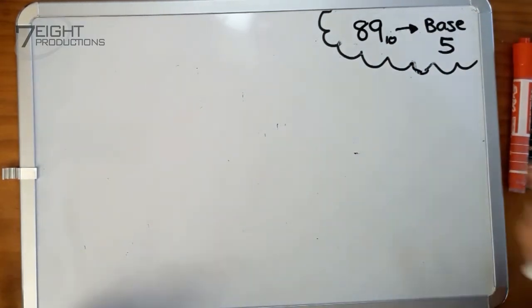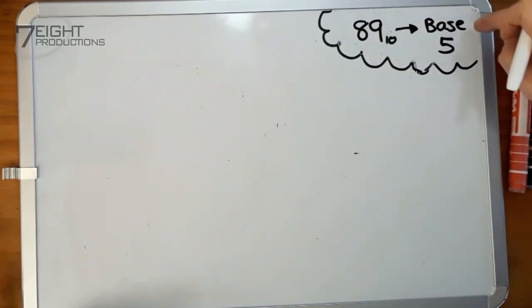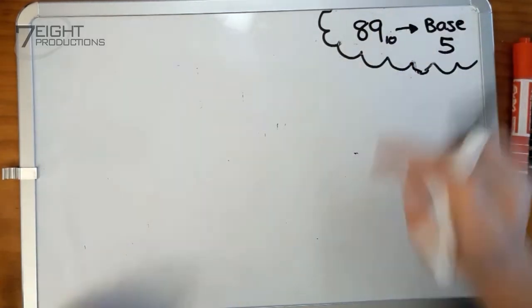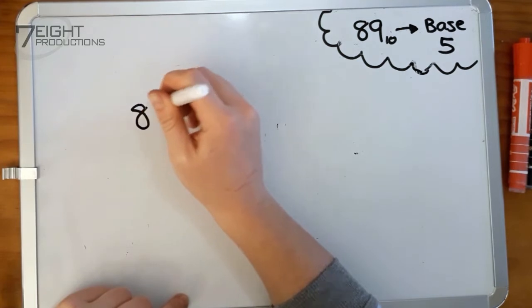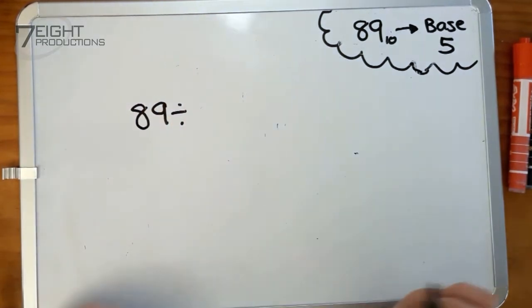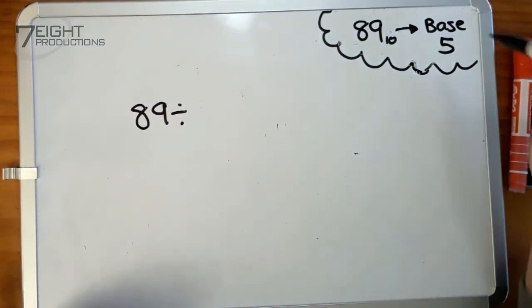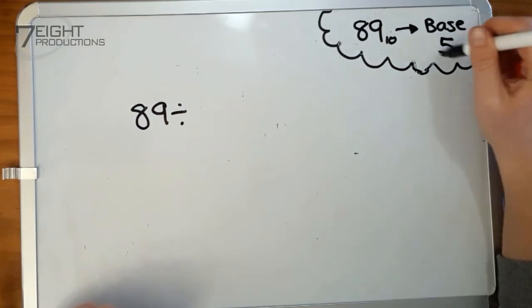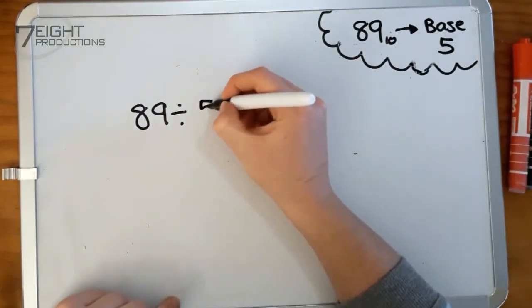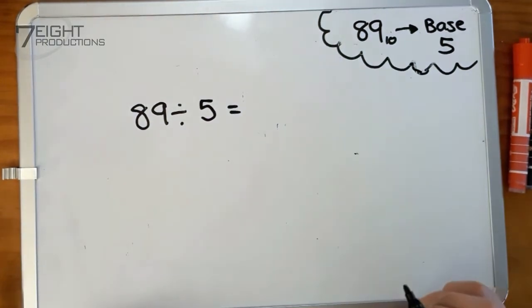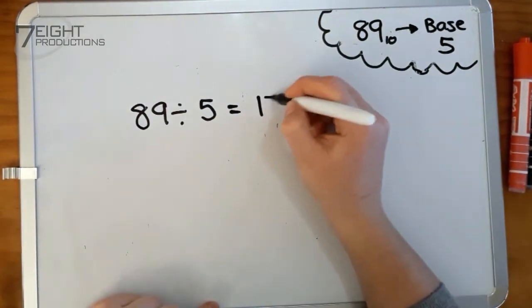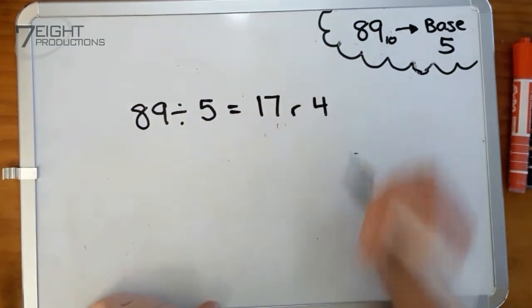All right? When we're going from base 10 into another base, we're working with division. And we start with 89. 89 divided by, what do we divide by? That's right, the base that we want to turn it into, in this case it's 5. 89 divided by 5 is equal to, get your calculators out or use your brains, 17 remainder 4.